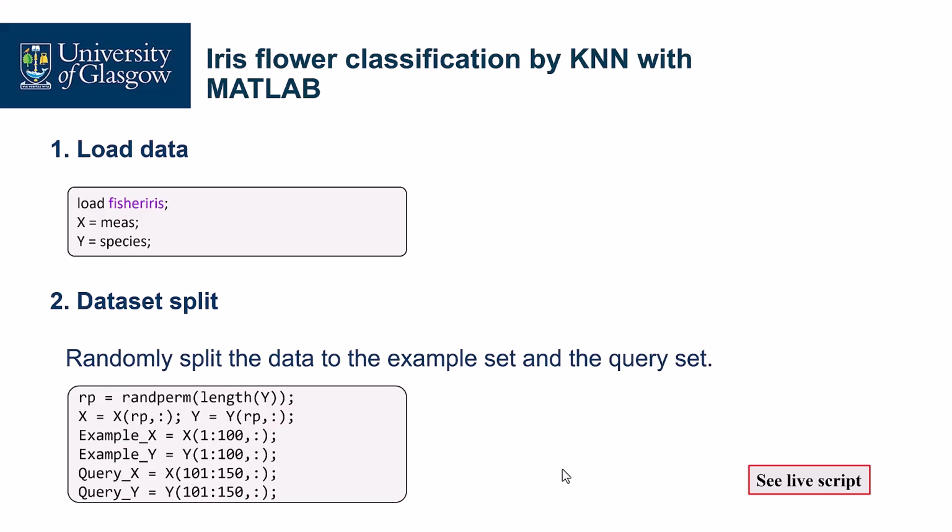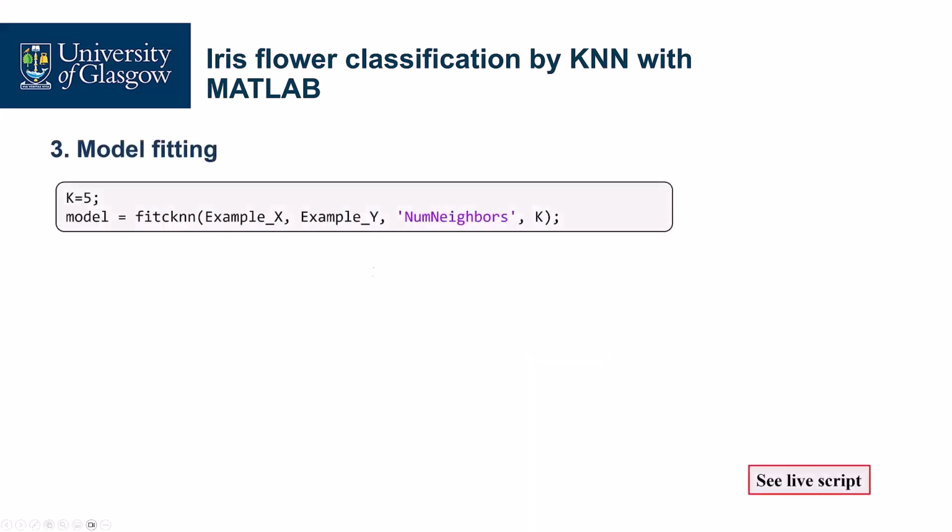Then we can see how we do the KNN model. In MATLAB, there is a built-in function called fitcknn. This function will provide us a KNN model. The syntax is: the first arguments are example X, example Y. Then we have the number of neighbors, K. I set K equals 5 here, and you can set other values. So after this command, we have a model. This KNN model can be used for prediction.